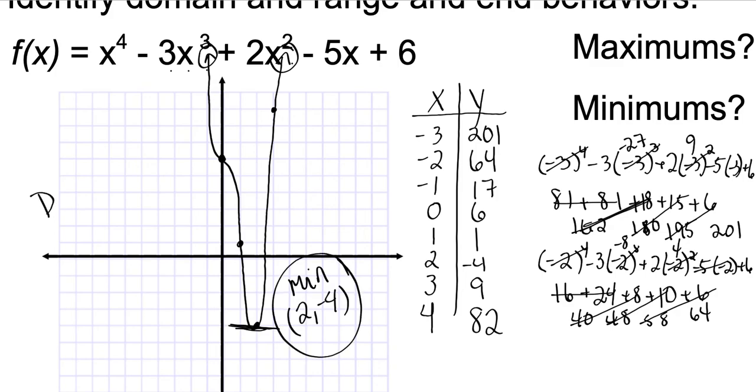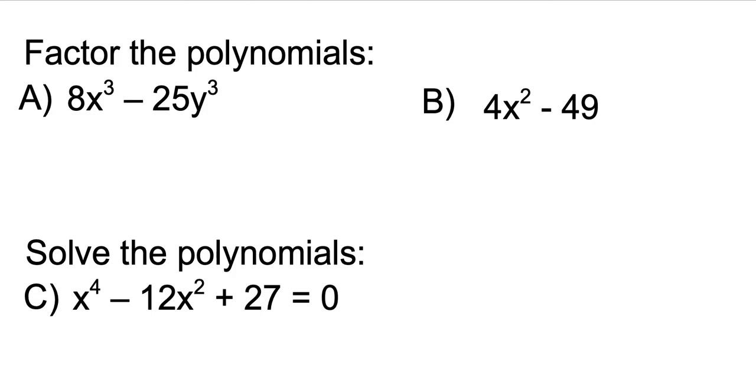Okay, so domain for all these is all real numbers. For 4th power polynomials, range, you're going to be above that bottom point. So y is greater than or equal to -4. Okay, that's how you graph a polynomial. And let's take care of factoring.